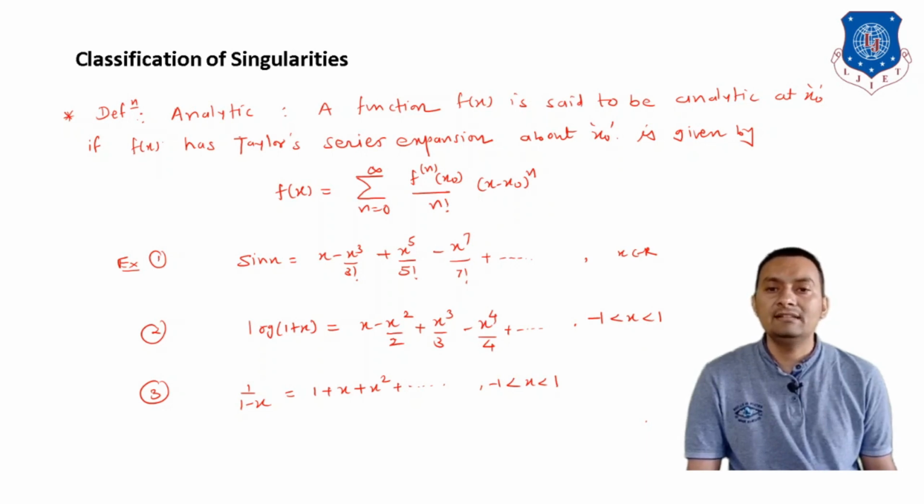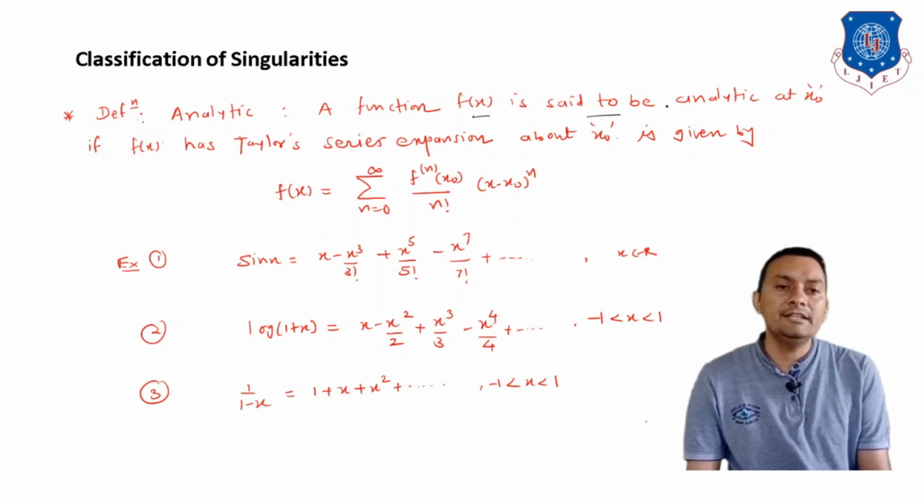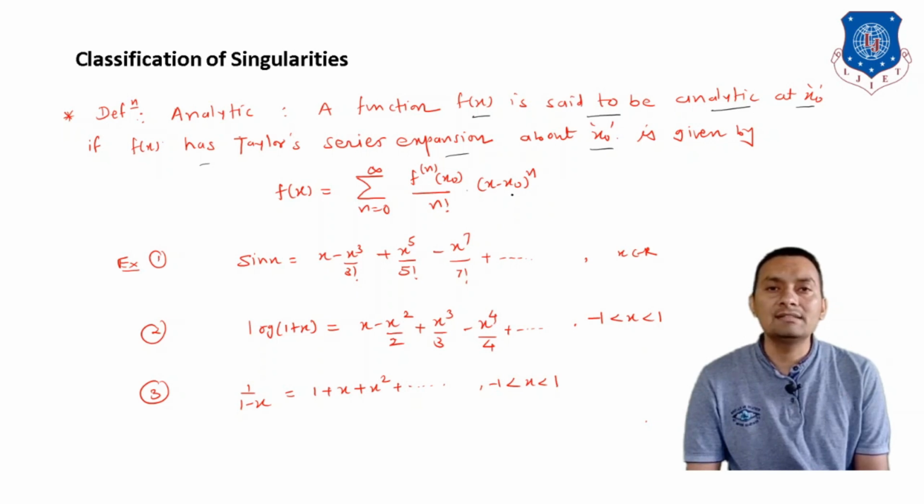First let us understand the analytic point. A function f of x is said to be analytic at x0 if f of x has a Taylor series expansion about x0, given by f of x equals summation n equals 0 to infinity, the nth derivative at x0 divided by n factorial into (x minus x0) raised to n. That means whenever we have any function, and we can represent it at a particular point by a power series, that is a Taylor series expansion, then we can say that the function is analytic at that particular point.